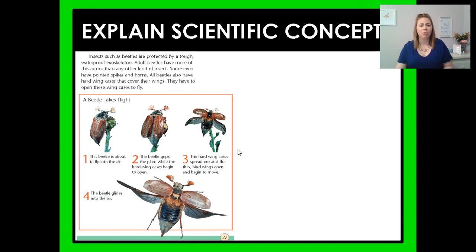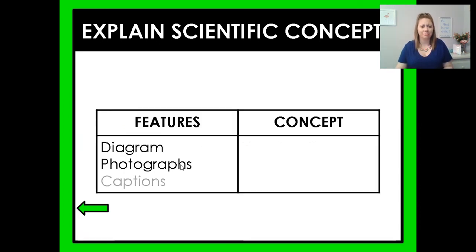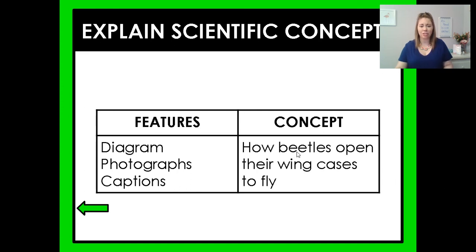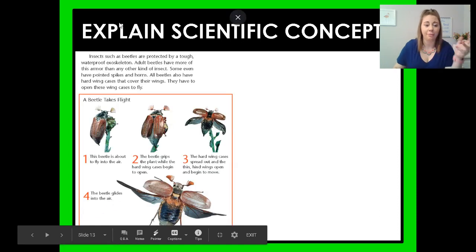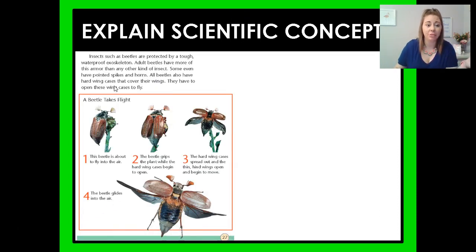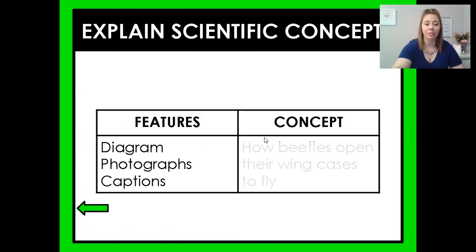Okay. So what concept are they showing? We kind of talked about this a little bit already. They're showing how beetles open their wing cases to fly. So right now we can see how we're able to use that text feature to understand how beetles open their wing cases to fly. So if I am a reader reading this, it says, as we said, all beetles have hard wing cases that cover their wings. They have to open these wing cases to fly. I have this whole diagram here with the pictures and the captions to support my understanding of what that means for the beetles to open their wing cases to be able to fly. Okay, so we'll get through that.